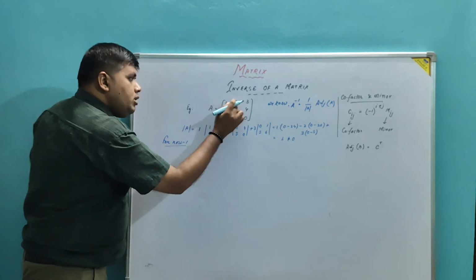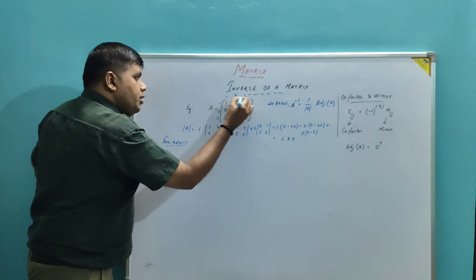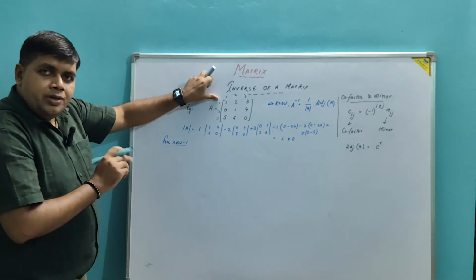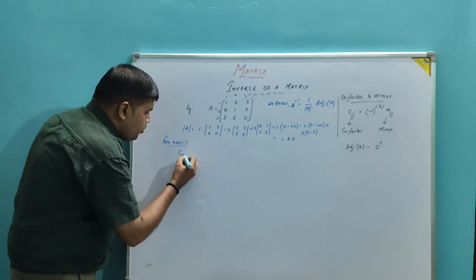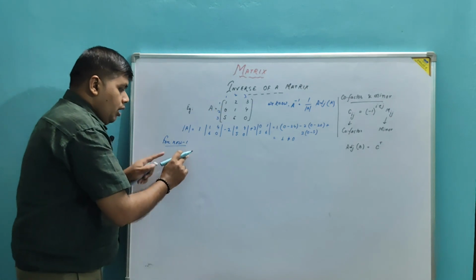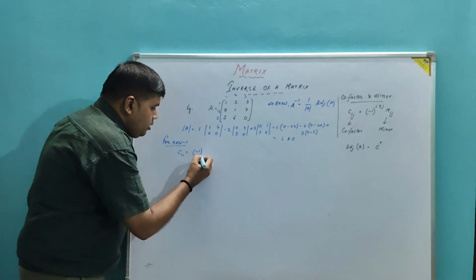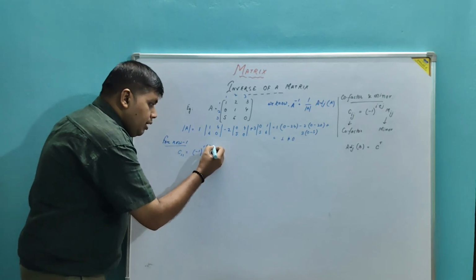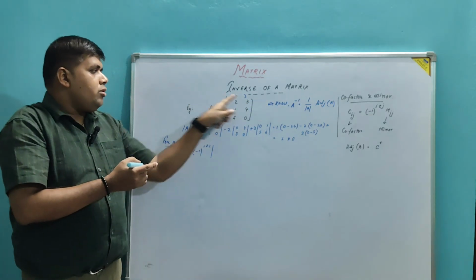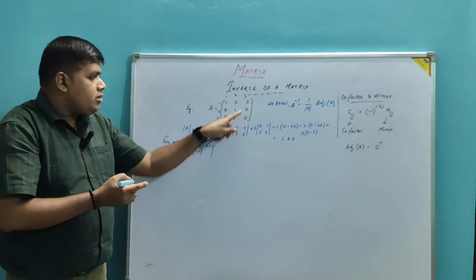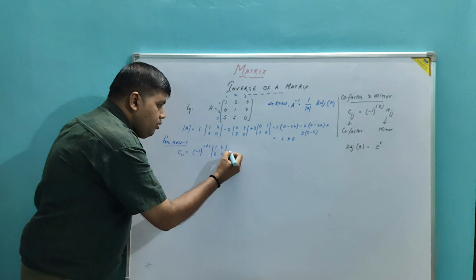So what is row 1? 1, 2, 3. These are the elements, and 1, 2, 3 are the column numbers. First we will find the cofactor for 1, that means C11. This is the formula for cofactor: minus 1 to the power 1 plus 1, times the minor of 1. What is the minor of 1? Exclude the first row, exclude the first column, and what is left is 1640. So we have to find the determinant of 1640.